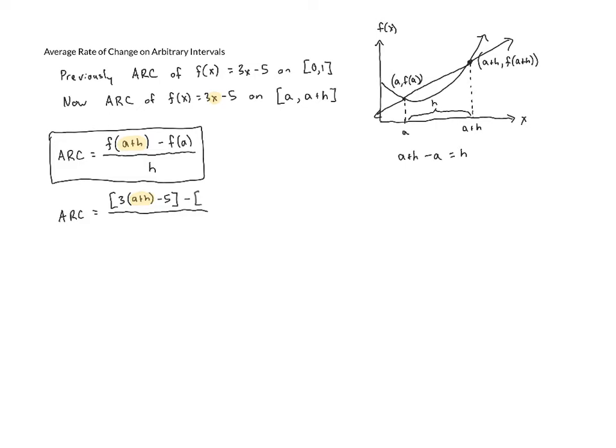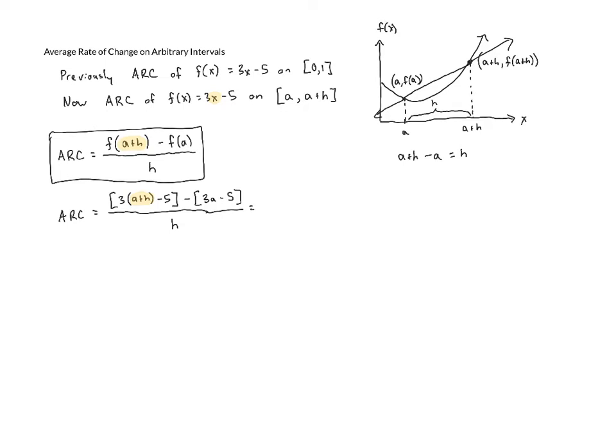Then we're subtracting f of a. So if we evaluate f of a, if we plug in a for x, we're going to have 3a minus 5. And this is all going to be over h.